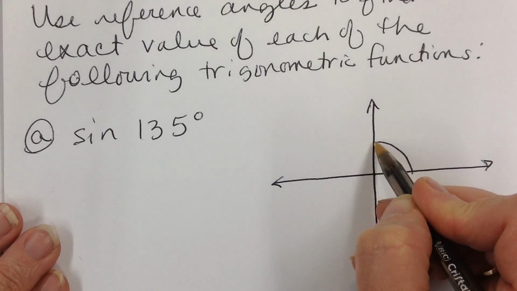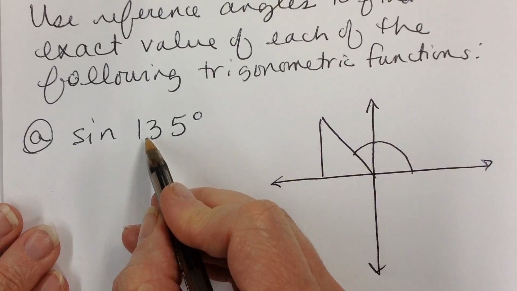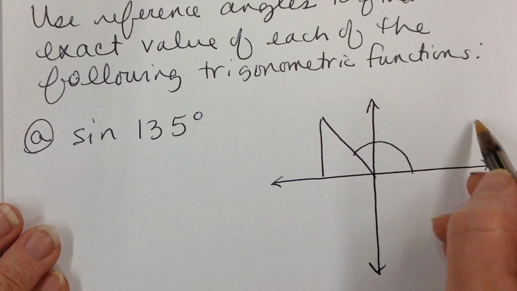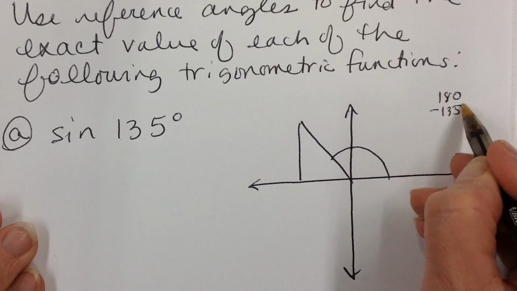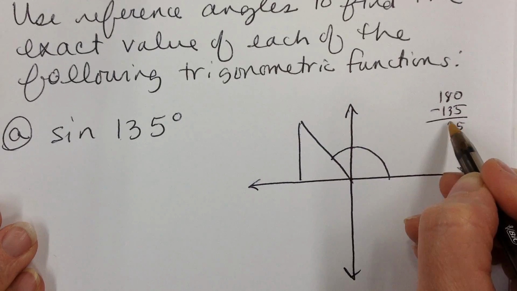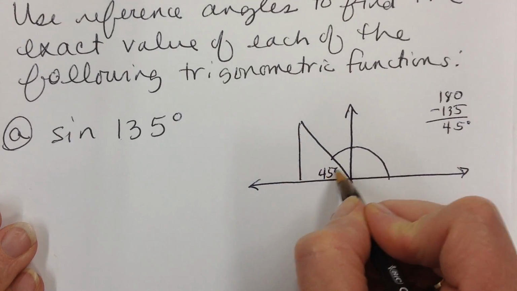I go past 90 on into the second quadrant. What is my reference angle for 135? Well, I have to say 180 degrees minus 135. If you subtract here, you end up with a 45 degree reference angle.